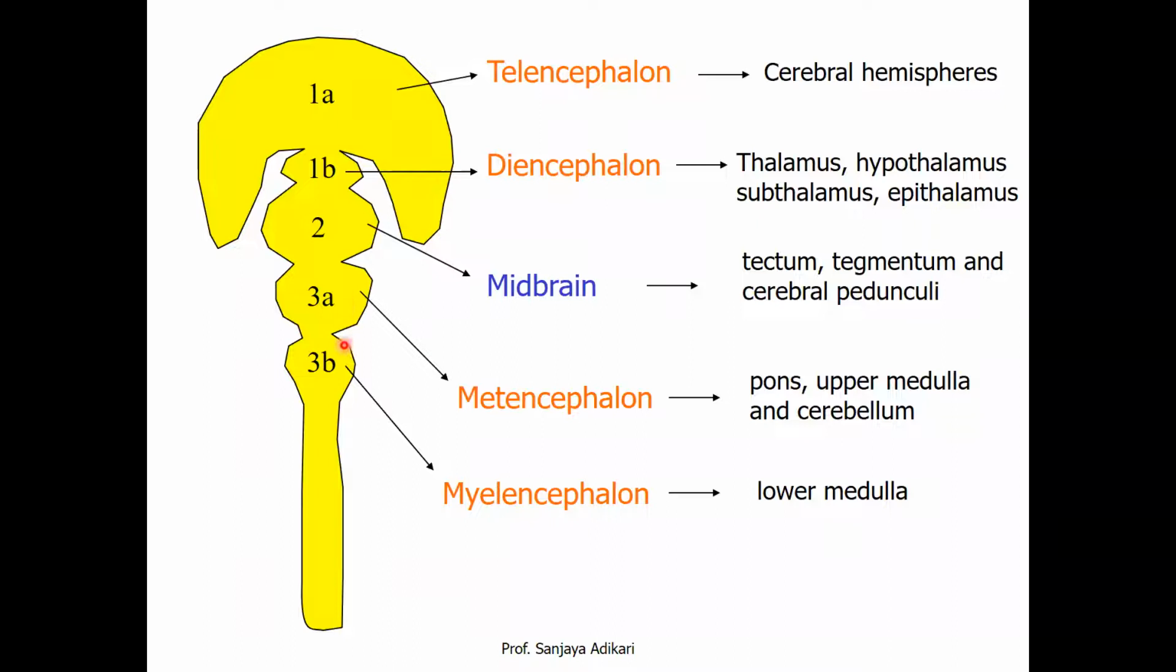Then the third one, the hindbrain vesicle, which got divided into two further vesicles. The first one, the upper one, gives rise to pons, upper medulla, and cerebellum. Then the lower one gives rise to the lower medulla. The only difference is that they don't have any other important things to remember. So anyway, it's 1, 2, 3, 4, 5 things that develop from these. Certain things you can remember, but certain things it's not very important to remember. But for completeness we will learn.